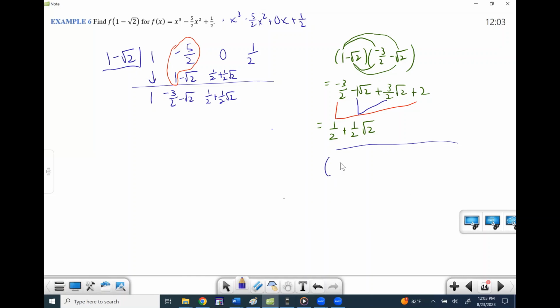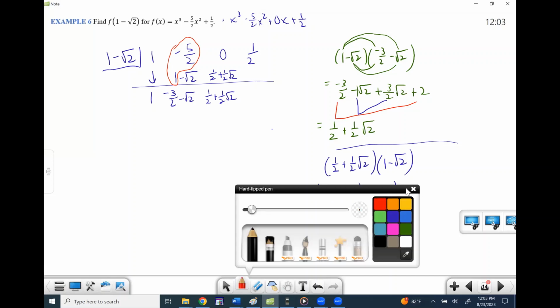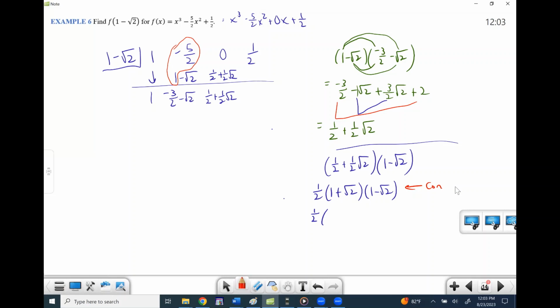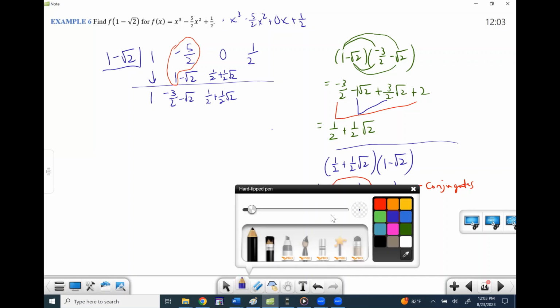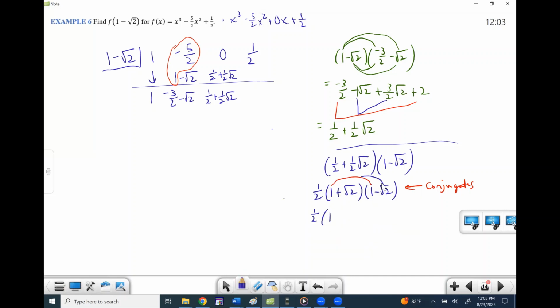So I have to take 1/2 plus 1/2 root 2, and I have to multiply it by 1 minus root 2. Well, here's what I'm thinking. What if I factor out the half and make this 1 plus root 2 times 1 minus root 2? That is going to be so much easier to do because these two are conjugates of each other, right? Remember, with conjugates, you only have to do the first and the last. Root 2 times root 2 is 2, and a positive times a negative is a negative.